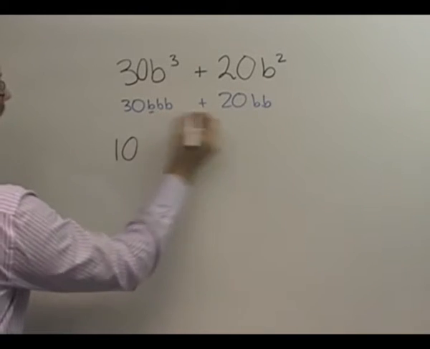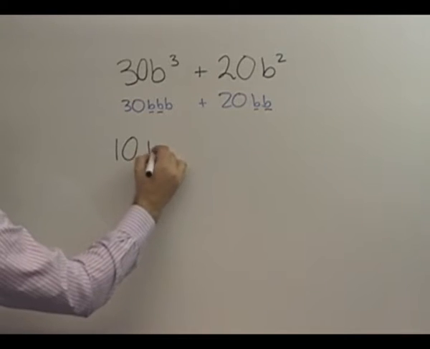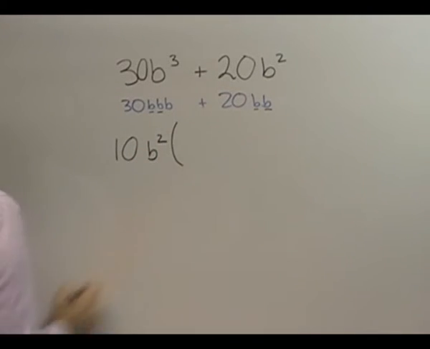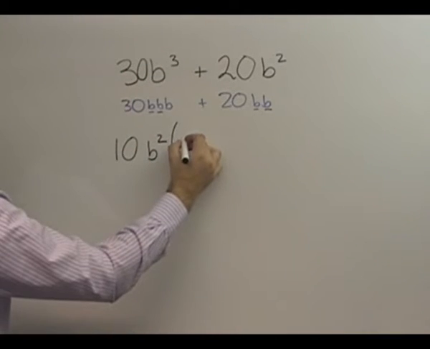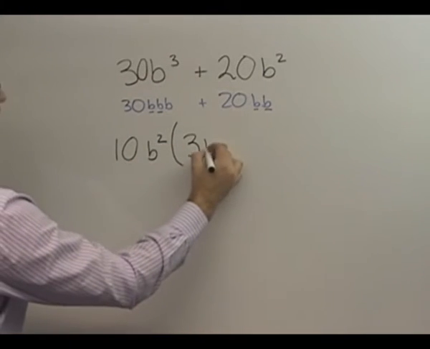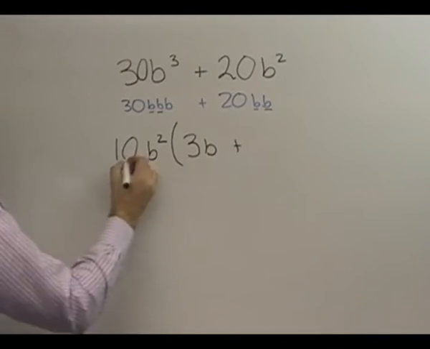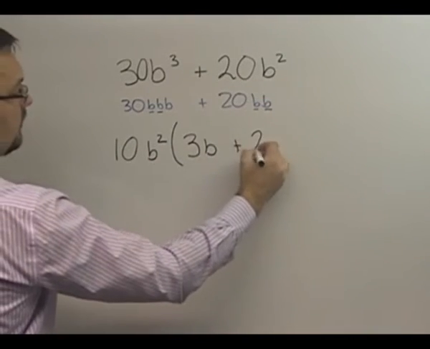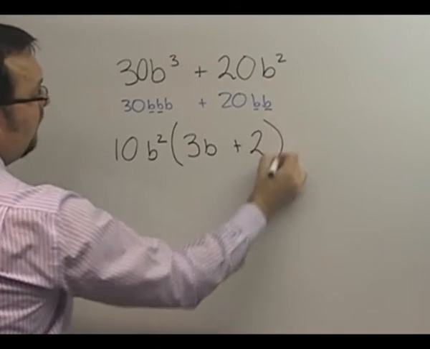Now, I've got b and another b there. And b times b is b squared. So I can take out b squared. 10b squared times what is 30b cubed? Well, 10 times 3 is 30. b squared times b is b cubed. Next one, 10 times what is 20? Well, that's 2. 10 times 2 is 20. And b squared is already there.